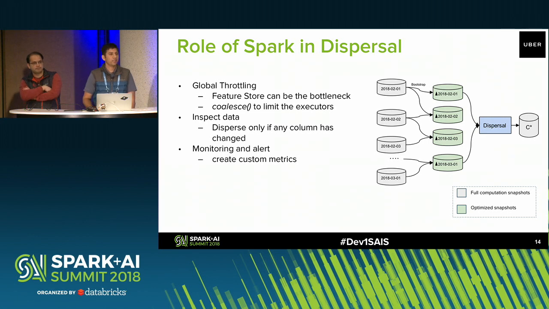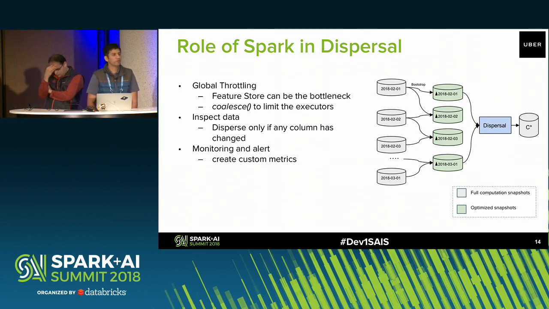Spark has also helped us considerably in our dispersal ecosystem for all these features. Now you can imagine when we are computing these offline features, we typically use thousands of executors to make the computation scale. Now imagine if all these thousands of executors go against the real-time feature store, they can for sure bring the entire feature store down. Spark has an inbuilt API, Coalesce, which tries to limit the number of executors that try to disperse data at any given point of time.